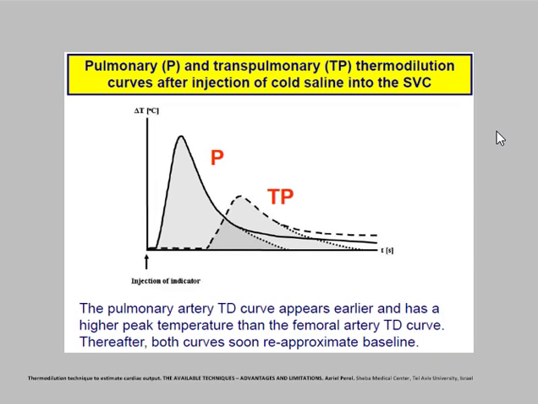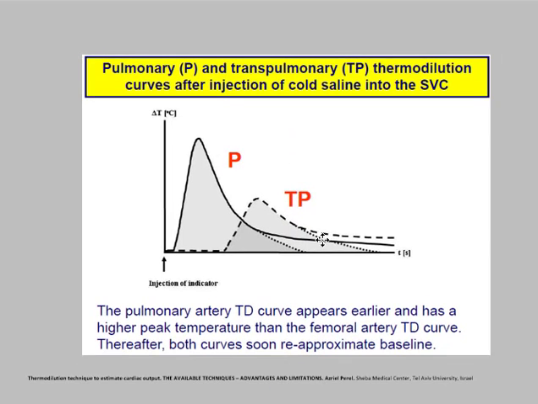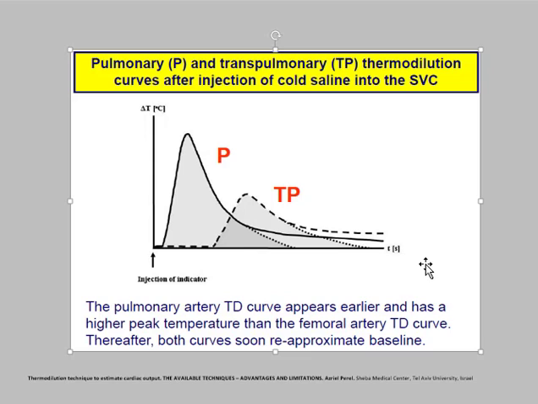This slide shows pulmonary and transpulmonary thermal dilution curves after injection of cold saline into the SVC. So instead of having to place a Swan-Ganz catheter into the pulmonary artery, now, as shown by this curve, the injectate is given into the femoral vein or a peripheral vein, and the temperature change is detected late in the piece by the time it reaches that aortic site. And it reaches a peak, and it then calculates a normal thermal dilution curve.